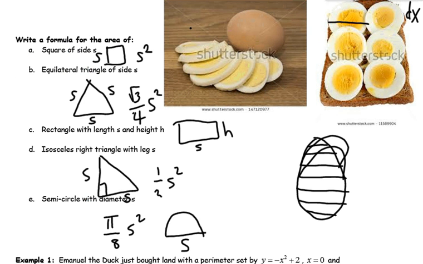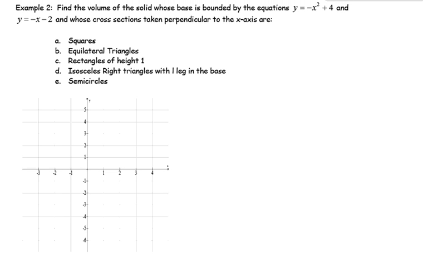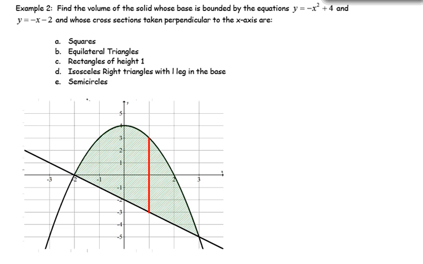All right, so on the next example, we want to find the volume of a solid whose base is bounded by those equations, and then we're going to look at each different cross-section and how those are going to look. So I'm going to graph those really quickly. Okay, so I'm going to cheat and use my handy-dandy graphing tool to make a pretty picture for the video. So here's what the graph should look like, and then in my red line, I drew a representative rectangle.